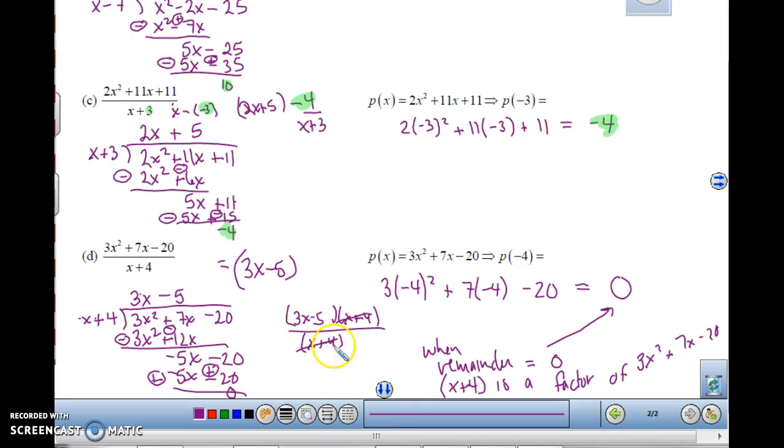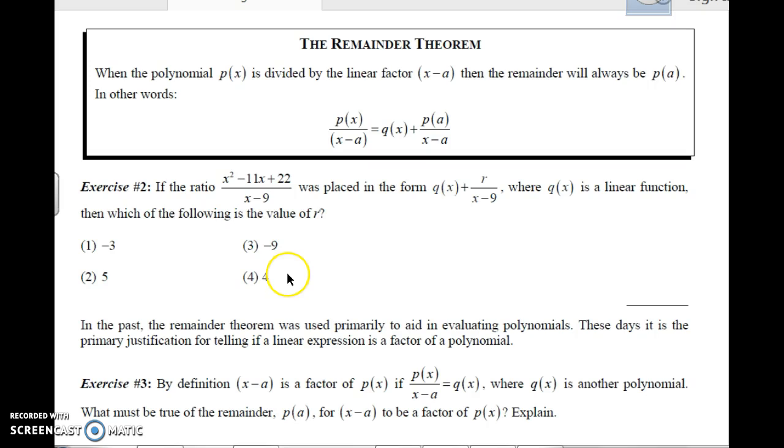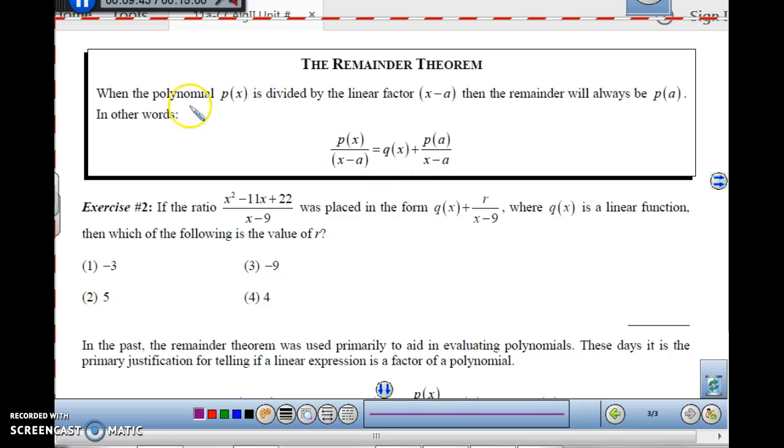All right, if you did it by long division or whatever. So when you're doing a long division, when you have a remainder of 0, that means that this is factorable. So you could factor this and cancel stuff as well. So when the remainder is equal to 0, whatever you're dividing by is a factor of the polynomial. So we have come up with what's called the remainder theorem. When the polynomial p of x is divided by the linear factor x minus a, then the remainder will always be p of a.